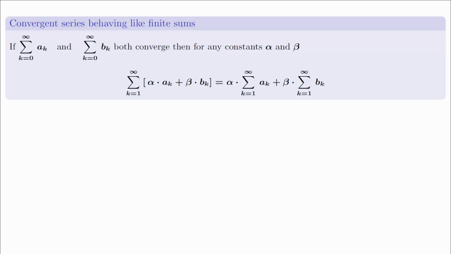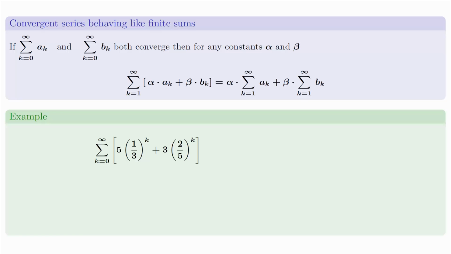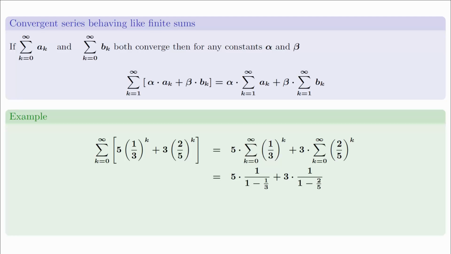In other words, in large part, convergent series behave just like finite sums. For example, the summation k equals 0 to infinity of 5 times (1/3)^k plus 3 times (2/5)^k is the same as 5 times the summation k equals 0 to infinity of (1/3)^k plus 3 times the summation k equals 0 to infinity of (2/5)^k. And that's the same as 5 times the ratio 1 over 1 minus 1/3 plus 3 times the ratio 1 over 1 minus 2/5, and that reduces to the fraction 25 over 2.